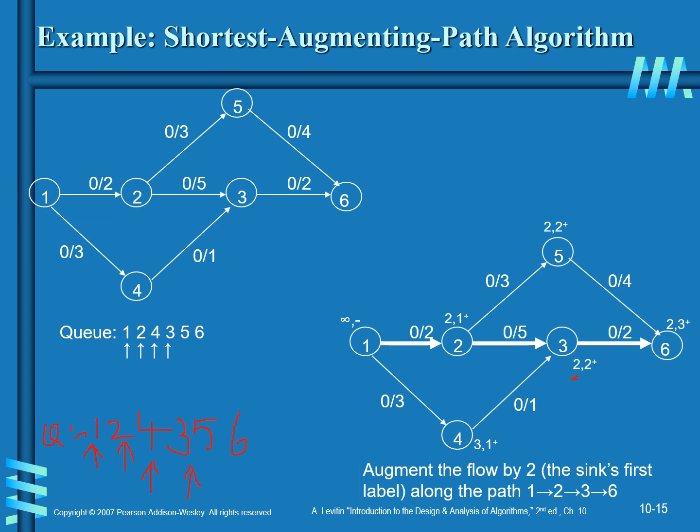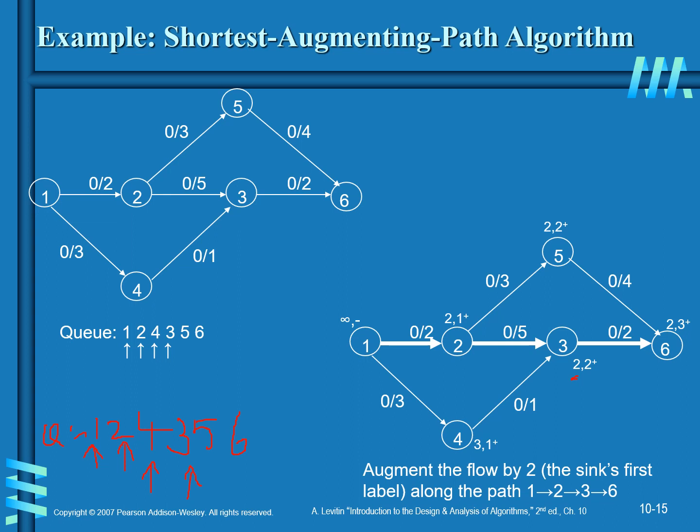It's time to augment the flow. Before augmenting the flow, you have to find the shortest augmenting path. Because there are so many paths available, you have to find the shortest augmenting path. Listen, I'll tell you how to find that.